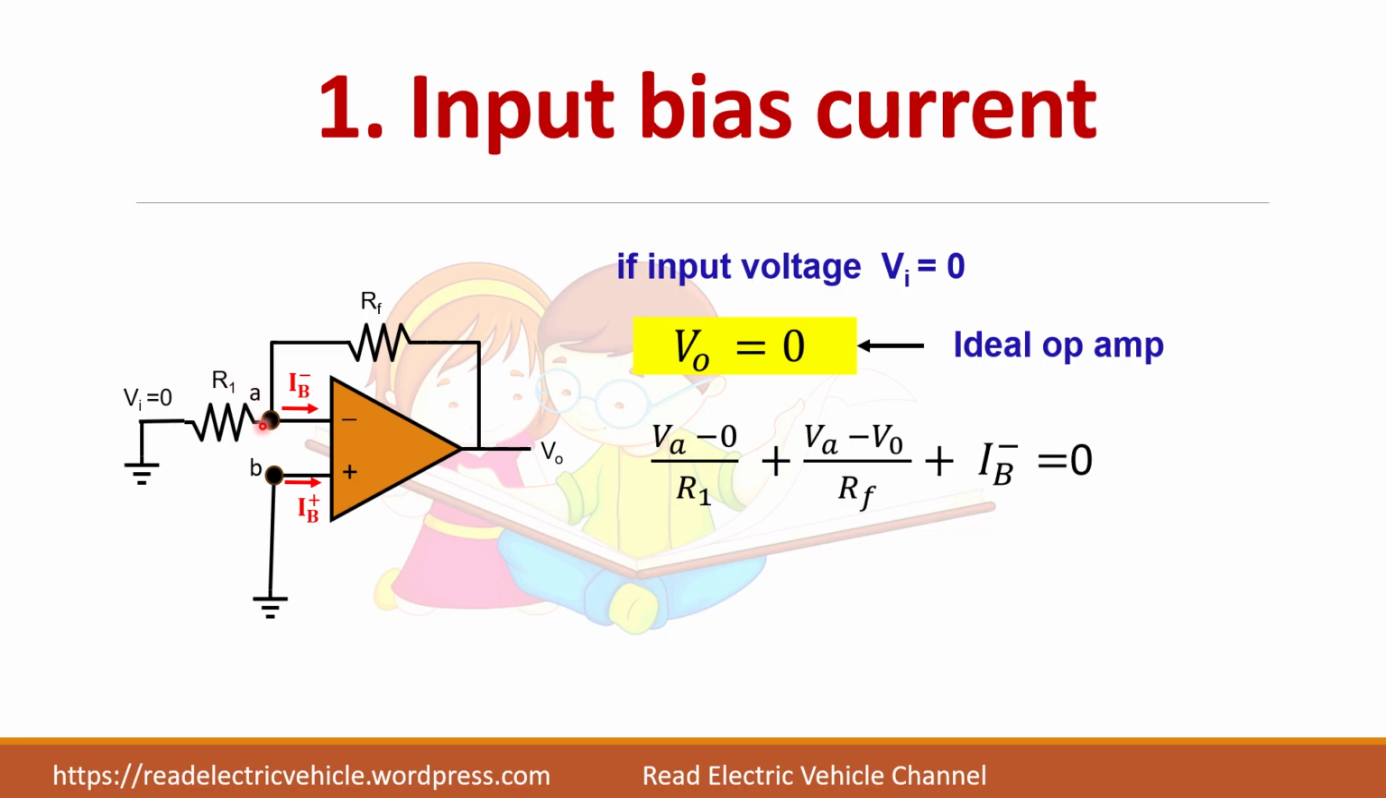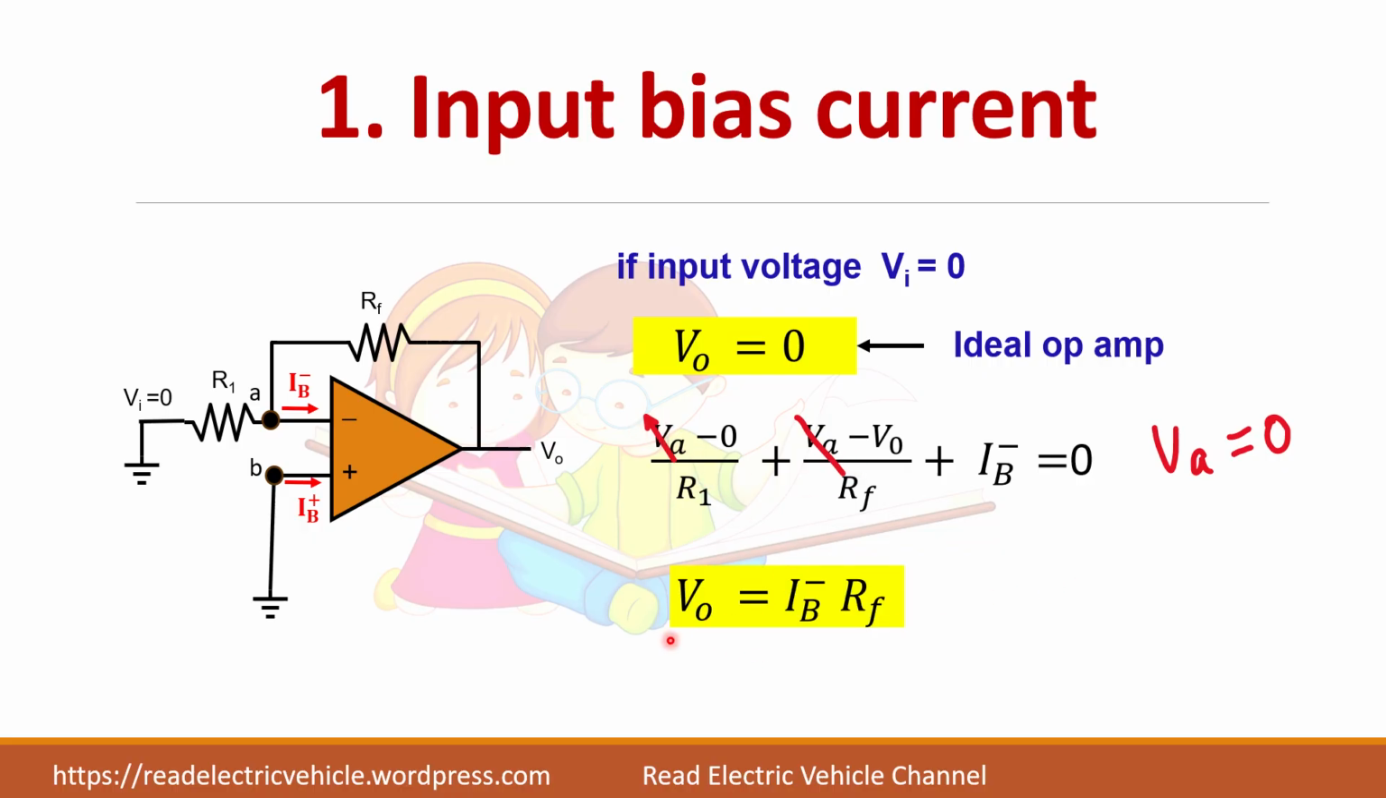So now let us write the nodal equation at this node A. VA minus 0 by R1 plus VA minus V0 by RF plus IB minus is equal to 0. Nodal equation means you are writing the sum of the currents entering this particular node as 0. Okay. So now we know VA is equal to 0 because VB is 0. So VA should be equal to 0. You can simplify this one.